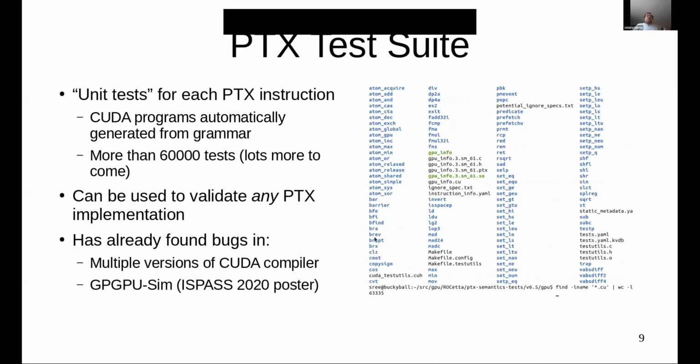We also have put in a lot of effort into generating a test suite from that grammar. So we have unit tests for every PTX instruction. These are CUDA programs that are automatically generated from each grammar rule. We have more than 60,000 tests, so I think around 63,000 right now. You can see they're organized by instruction, and you can use them to validate any PTX implementation, not just our system. This test suite has already found bugs in multiple versions of the CUDA compiler, and obviously also in GPGPU-Sim, which you can read about in our ISPASS 2020 poster.